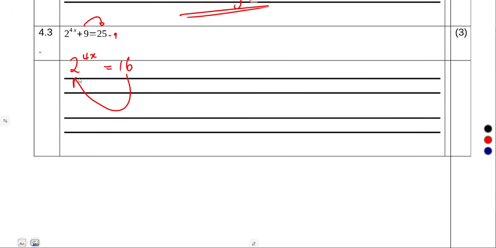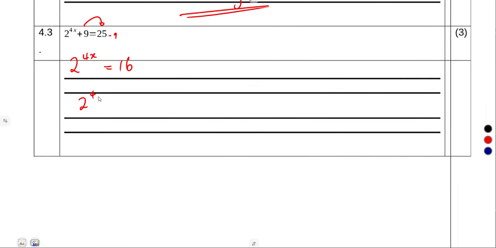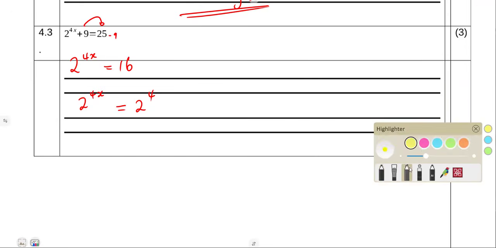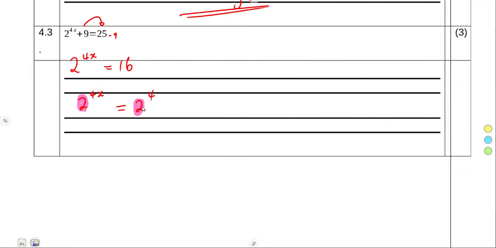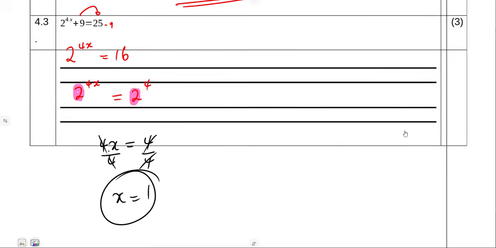Can 16 be written in the base of 2? Yes, 16 can be written in the base of 2. That's 2 to the exponent of what? 4. 2 to the exponent of 4x is 2 to the exponent of 4. Considering that the bases are the same, we know what to do. We are going to equate the exponents, in this case, 4x and 4. So therefore, 4x is equal to 4, divided by 4 on both sides. So x is going to give us what? A 1. So this is the value of x from what we are given from that equation, right?